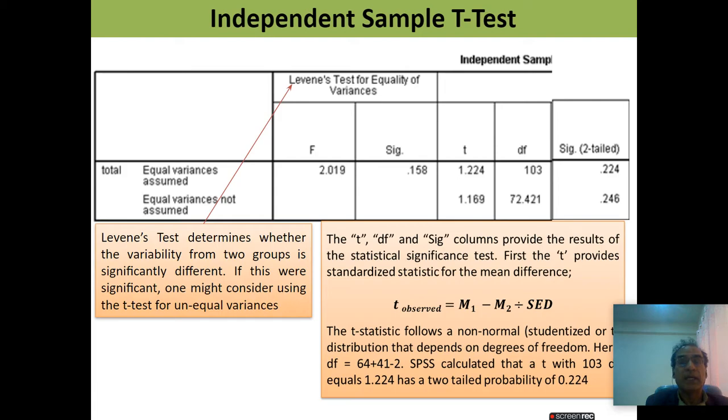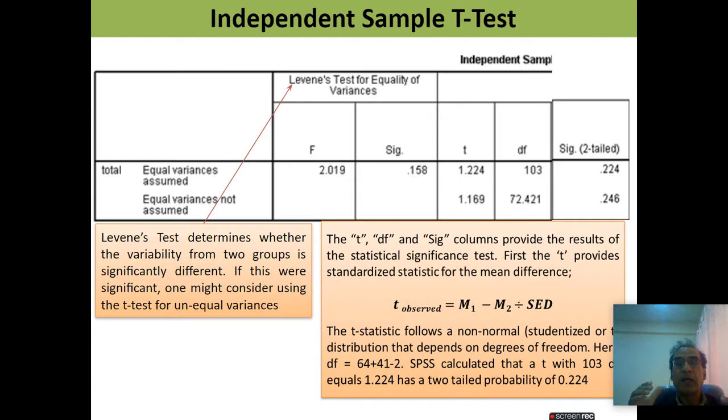Independent sample t-test has equal variance assumed and equal variance not assumed. So, first of all, we apply the Levene test for equality of variance. The Levene test determines whether the variability from two groups is significantly different. If this were significant, one might consider using the t-test for unequal variances. So we apply the Levene test for the equality of variance.